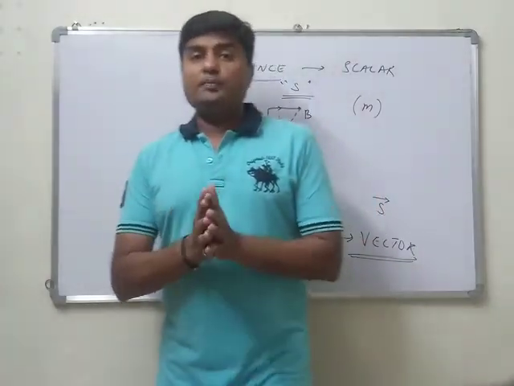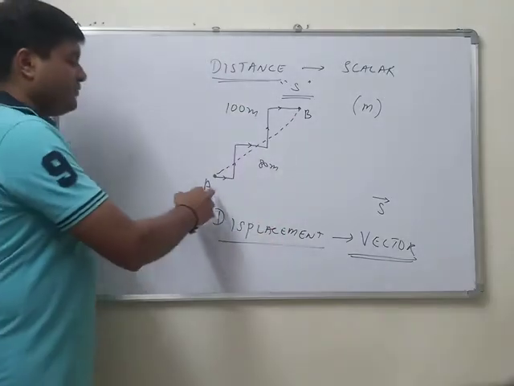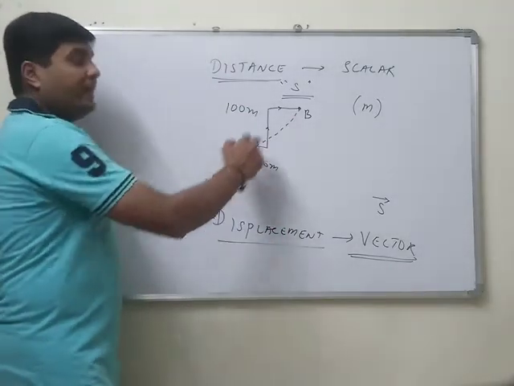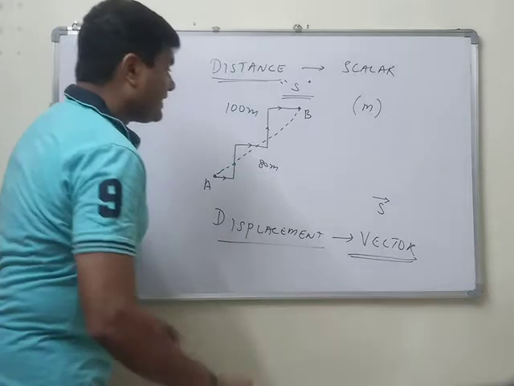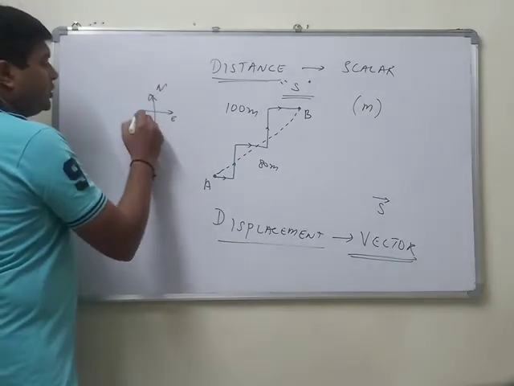Now, why is it important to say initial position to final position? Because let's consider a person at A going from A to B. If I consider that this is my north direction, so this will be my east and this will be my west.